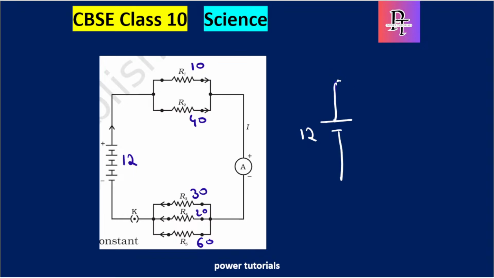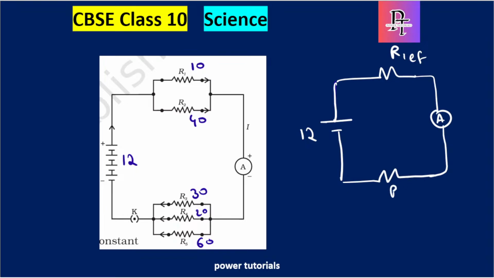12 volts, R1 effective, this is an ammeter, which is only used to find the current, and we have the second effective resistance here. So let's find out R1 effective, R2 effective, and then these two will simply be in series, and series resistance is simple, which is R1 plus R2. So let's find R1 effective first.